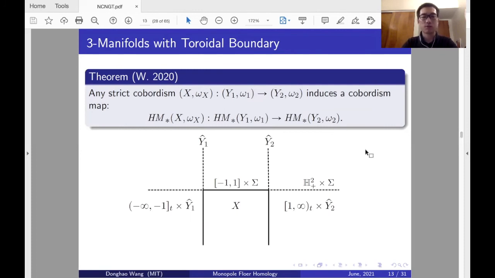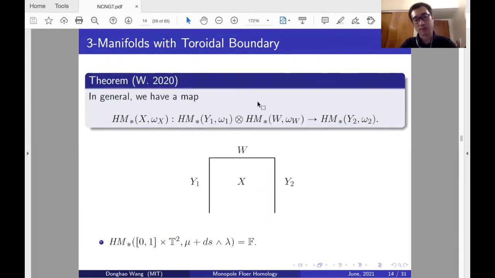This theorem is pretty good, but still we are not very happy because we really want to remove this assumption on this horizontal manifold. We do have such a generalization, but the statement will become slightly different. In general, if we don't make any assumptions on this horizontal manifold, then we will obtain a map from this tensor product to the Floer homology of this outgoing boundary. In some sense, the Floer homology group of this horizontal manifold W is parametrizing all possible maps one can obtain from this four manifold with corners.